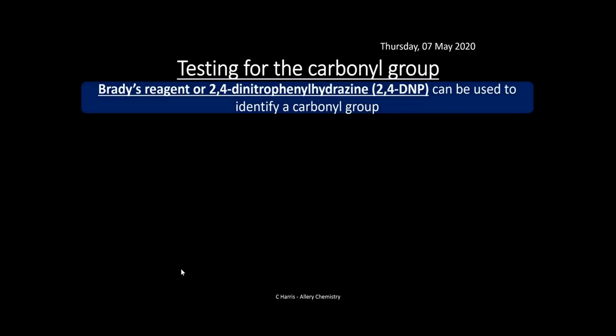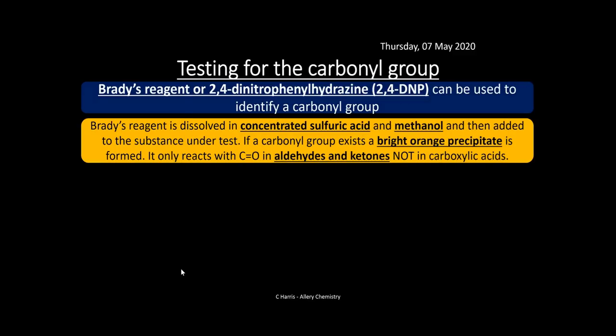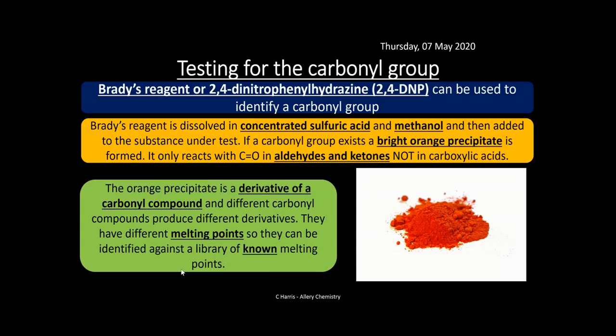Okay, so how do we test for the carbonyl group? Brady's reagent, which is 2,4-DNPH or 2,4-dinitrophenylhydrazine, can be used to test for this carbonyl group. It works in a very simple way. Brady's reagent is dissolved in concentrated sulfuric acid and methanol. It's then added to the substance that we're testing. And if a carbonyl group exists, then we get a bright orange precipitate. The reason this works is because Brady's reagent only reacts with the carbonyl group in aldehydes and ketones. It doesn't react with the one in carboxylic acids. So this is quite a good test to prove that we do have a carbonyl group, and it distinguishes between that and a carboxylic acid.